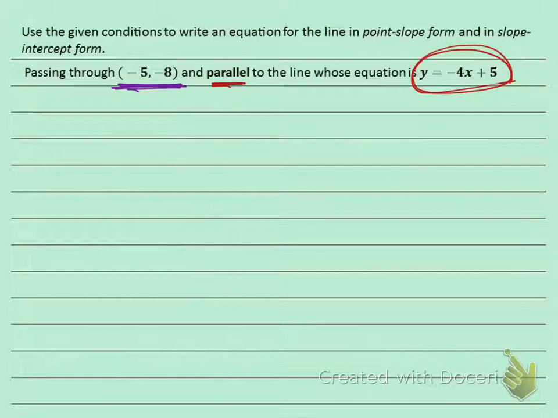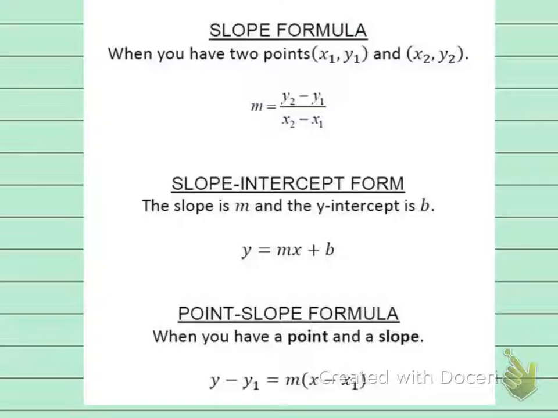So they're giving us two things. They're giving us a point, and parallel, well, using the parallel, we're going to find a slope. So what equation do you think we're going to use? They're giving us a point and a slope. That's right. We're going to use this point-slope formula.